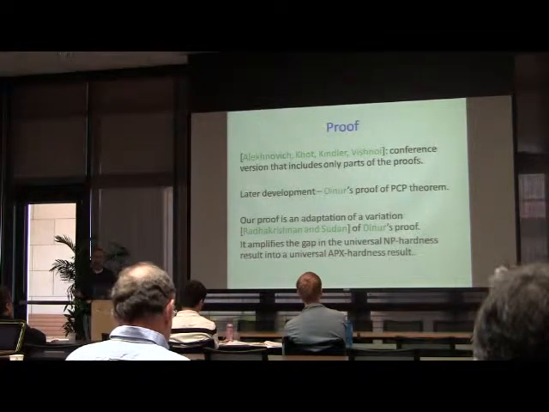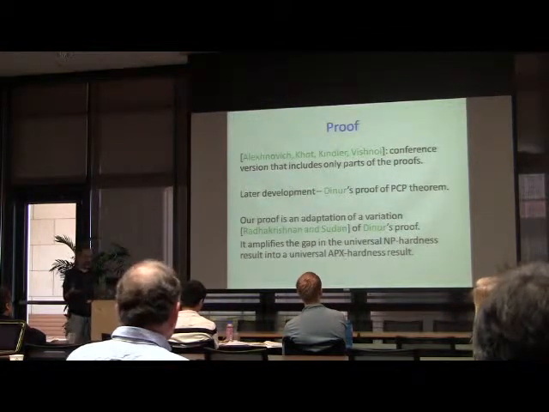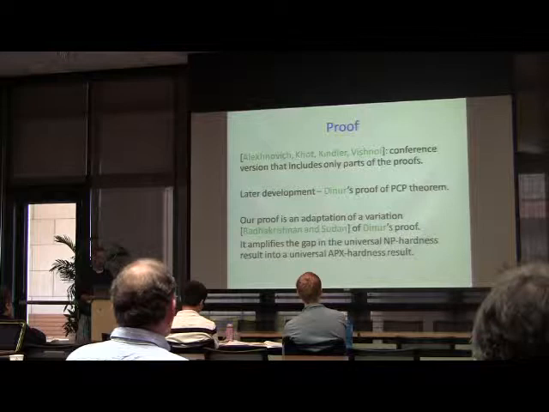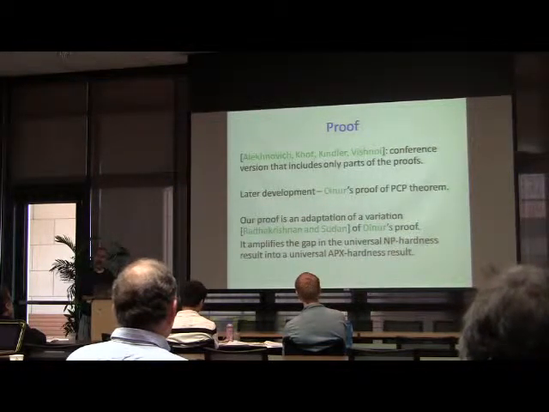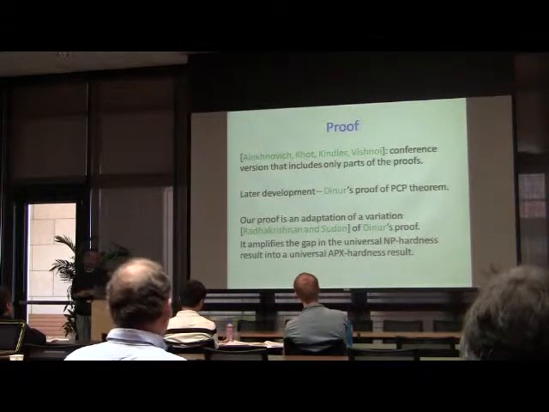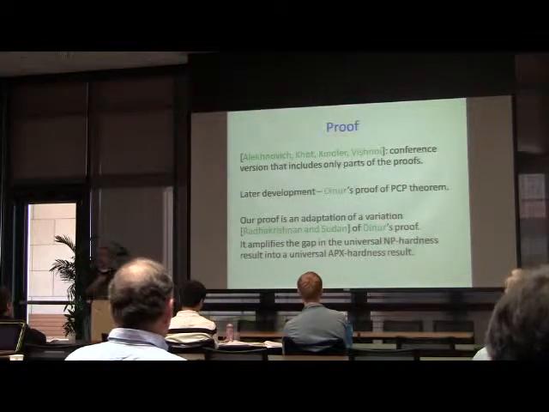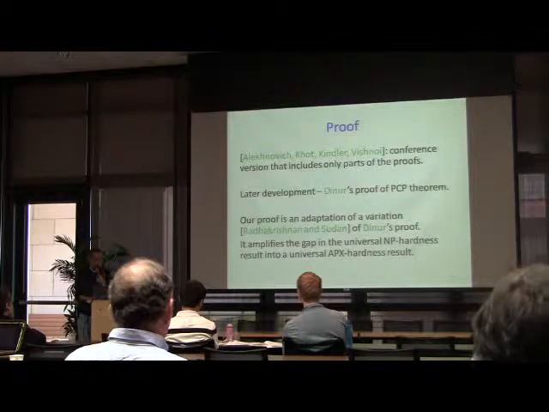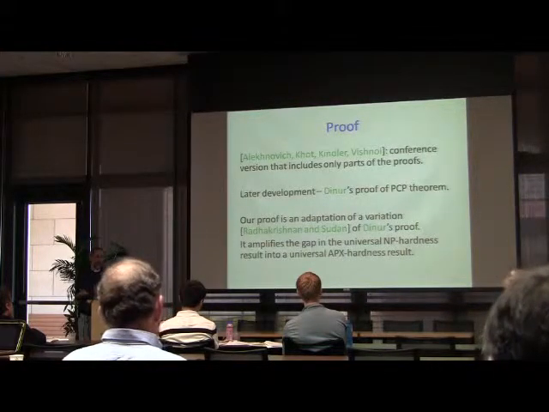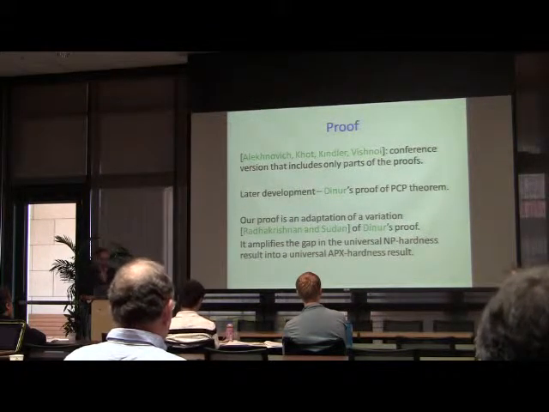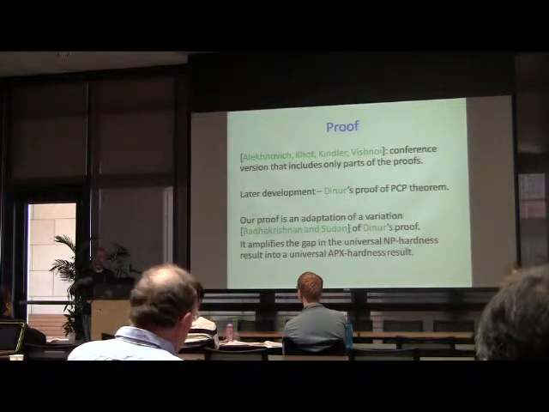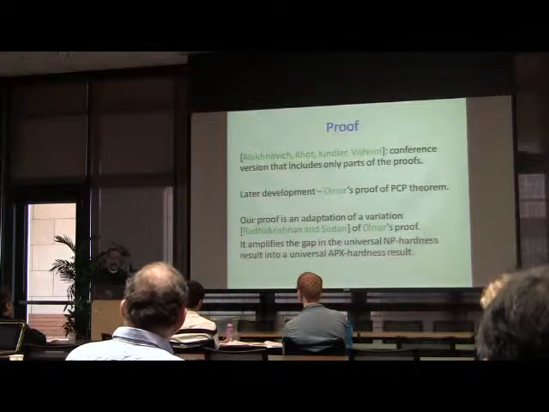How does the proof go? Okay, so this was only a conference version paper. The proofs don't really appear in that conference version, so we are not exactly sure how they go. But later developments after that paper, there was Uri Feige's proof of the PCP theorem that makes it easier to argue about PCP constructions. So we provided an alternative proof, a proof that they could not have had because at that time Feige's proof was not known, which is based on an adaptation of a variation on Feige's proof as explained by Radhakrishnan and Sudan. Feige's proof works by successive amplification of the gap, and we do the same thing.